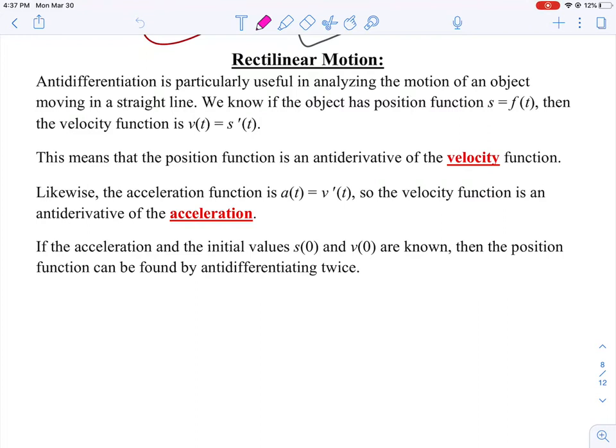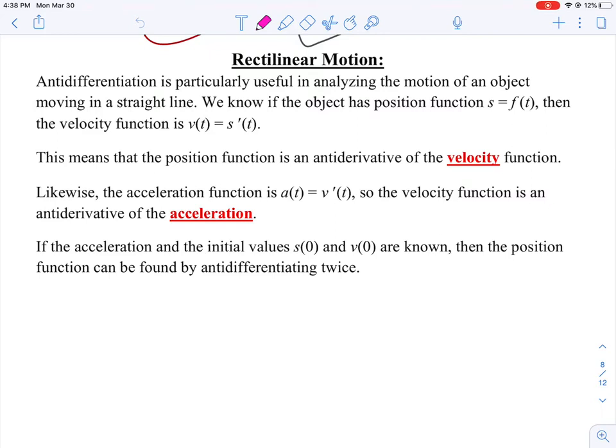And so we know that the velocity is really the same thing as the derivative of position. So that means the position is the antiderivative of velocity. So maybe we know the velocity function, we can work it backwards now to find the position function.